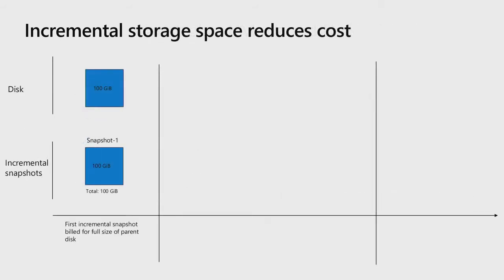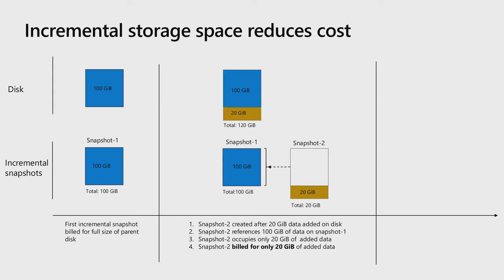Now, let's understand why we call these snapshots incremental. Incremental because these snapshots store only the delta changes since the last snapshot on the parent Managed Disk. Let's understand how we make this happen. Say you have a Managed Disk storing 100 GB of data. The first snapshot you take is going to store 100 GB of data, no benefits. But now, before you take the second snapshot, 20 GB of data is added to the parent Managed Disk. The second snapshot is going to store only 20 GB of data instead of 120 GB, reducing your cost drastically.